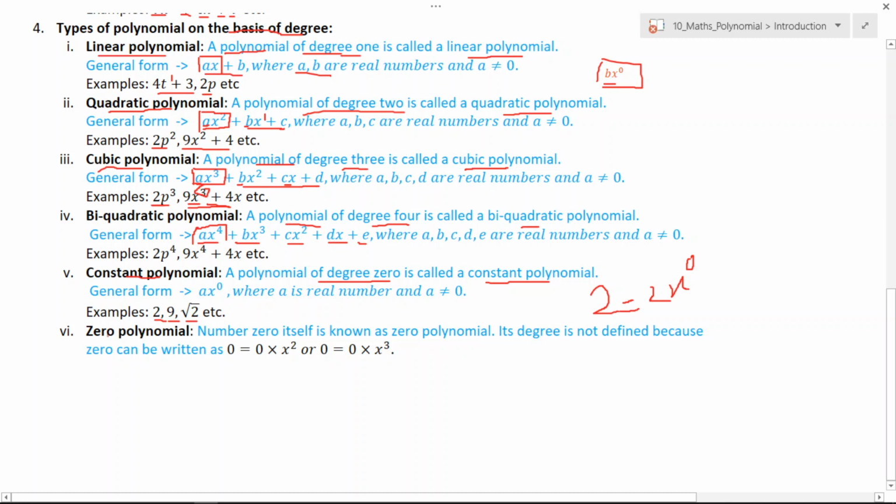Next is zero polynomial. The number 0 itself is known as the zero polynomial, and its degree is not defined, because instead of 0 we can write 0 multiply x, 0 multiply x square. 0 multiply x square means 0 only. So it's clear. Or instead of 0 we can write 0 multiply x cube. Clear? Because 0 multiply x cube is 0 only, that's why its degree is not defined.